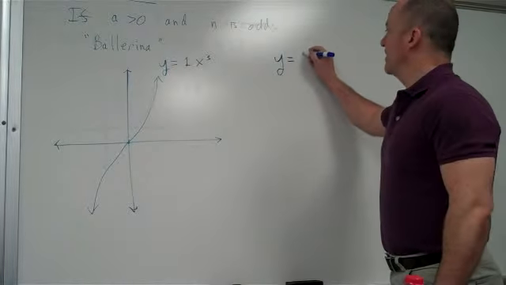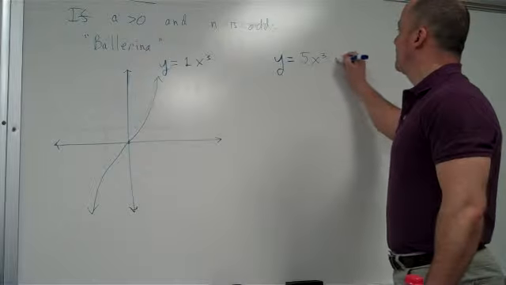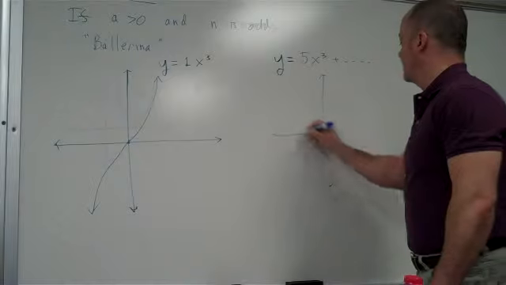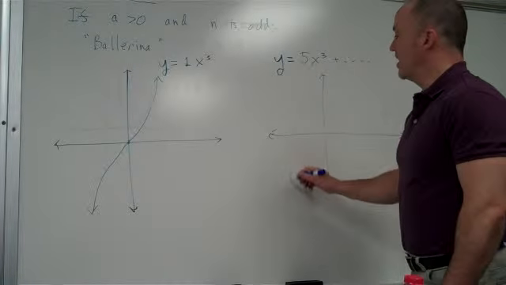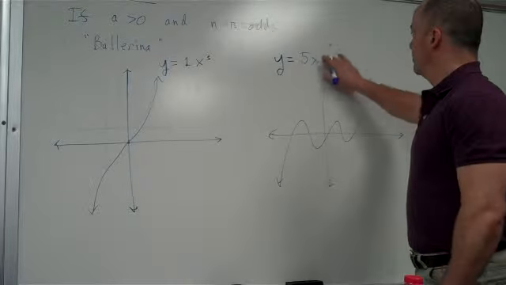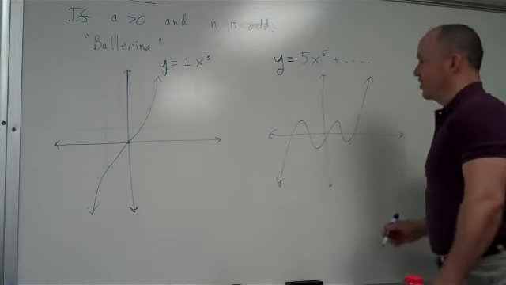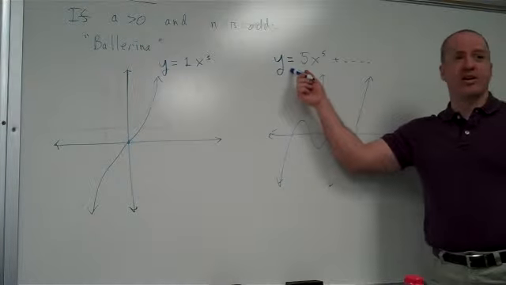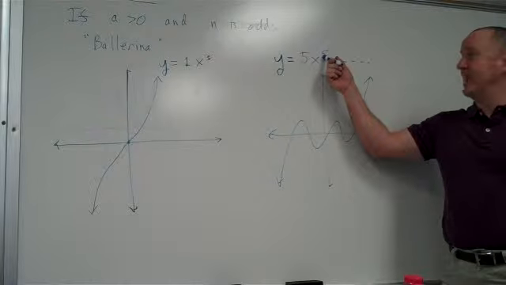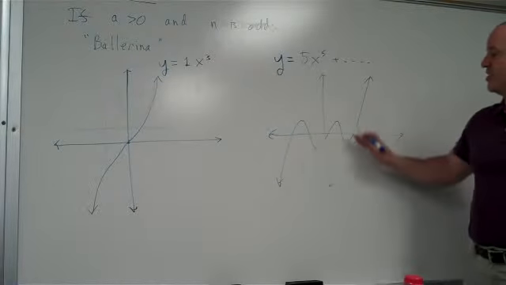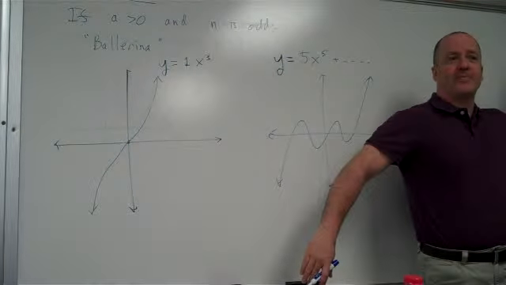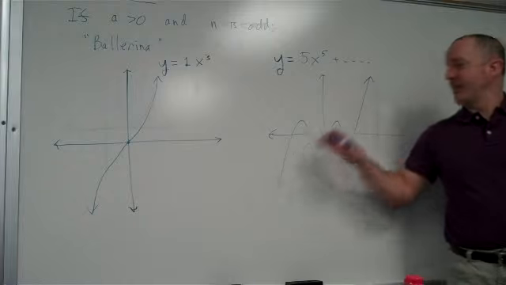If y equals something like 5x cubed plus dot, dot, dot, and there's a bunch of other terms here, this could wind up looking something like that. Actually, no, it couldn't. Make that 5x to the 5th. Okay? This graph could come from here because it has a positive number at the front and an odd exponent. At the very ends, ignore all the curves in the middle. At the very ends, does this follow a ballerina pattern? Sure. Yes. Down to this side, up to this side.